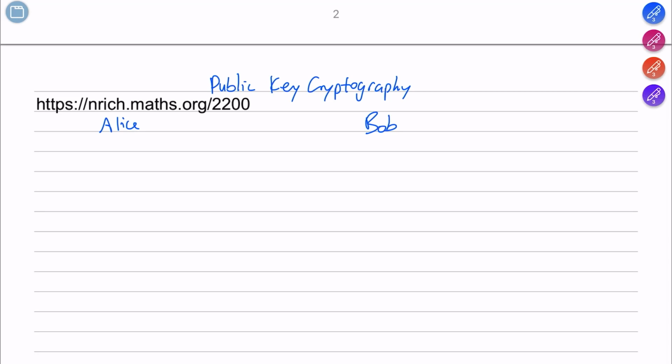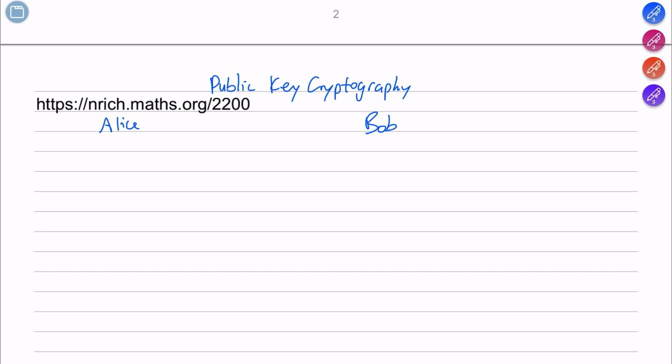Hey guys, so today we're going to talk about public key cryptography. It is a method for one person to send a message securely to another person without any other person knowing what this message is. So what Bob is going to do, let's say Bob is the receiver.